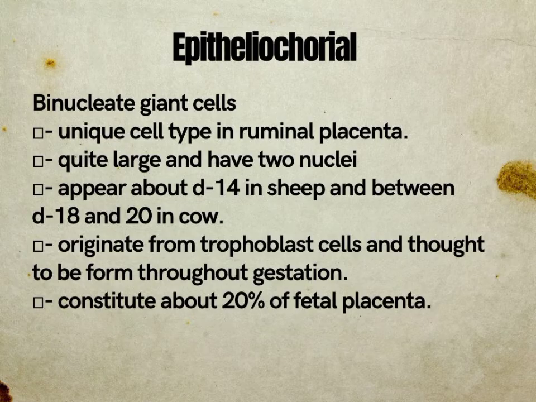Binucleate giant cells. This is a unique cell type in the ruminant placenta. It is quite large and has 2 nuclei that appear at about day 14 in sheep and between day 18 and 20 in cow. It originates from trophoblast cells and is thought to be formed throughout gestation. It also constitutes about 20% of the fetal placenta.